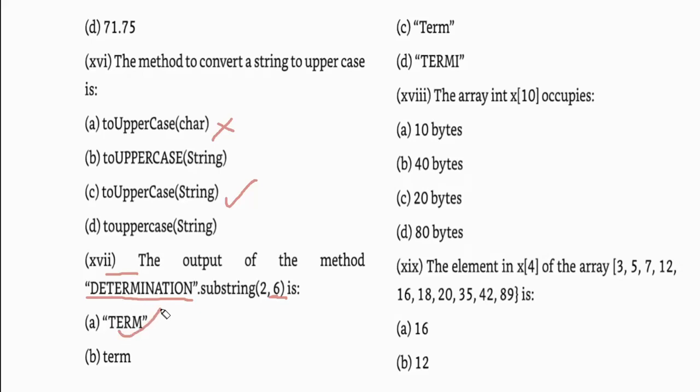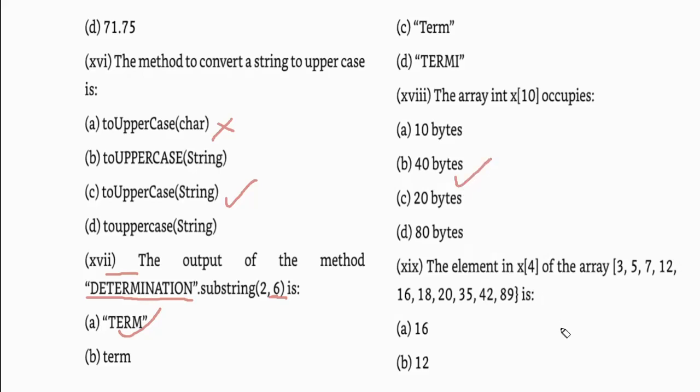Okay, so this is the answer. The array int x[10] will occupy how many bytes? Now, an integer occupies how many bytes? 4, and there are 10 elements, so 4 into 10 is 40, so it's going to occupy 40 bytes.